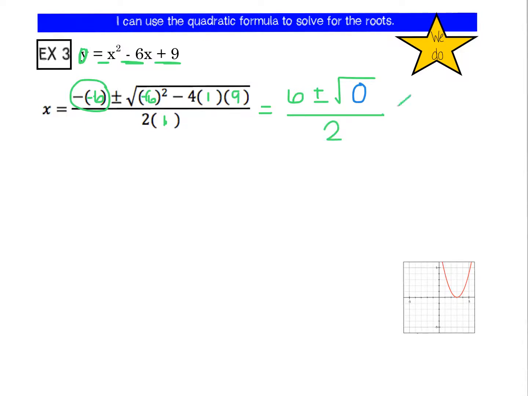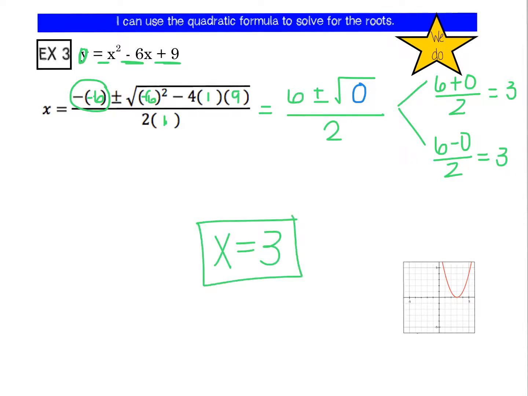And so I have 6 plus the square root of 0, which is 0, divided by 2. And then I have 6 minus 0 divided by 2. Well, 6 plus 0 is 6, divided by 2 is 3, and 6 minus 0 is 6, divided by 2 is 3. So my solution is just x equals 3, and if you notice, that is verified by the graph below.